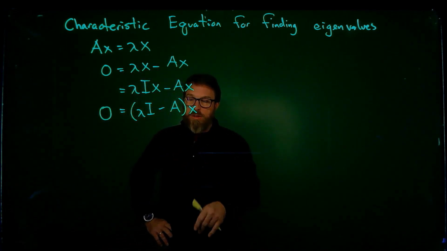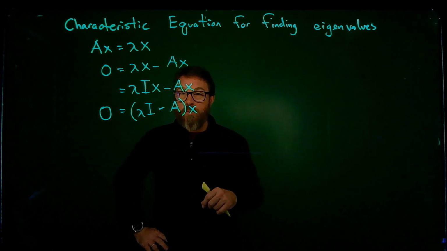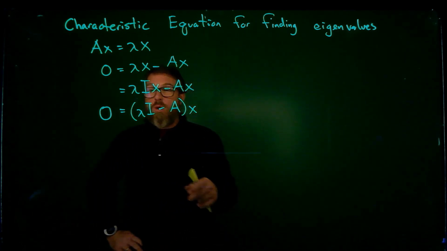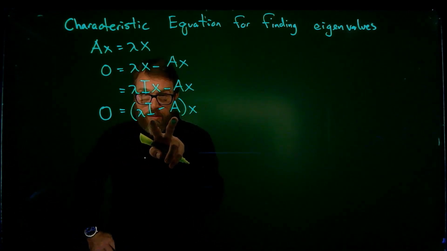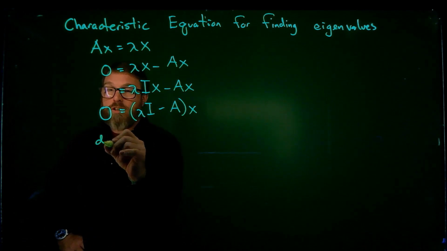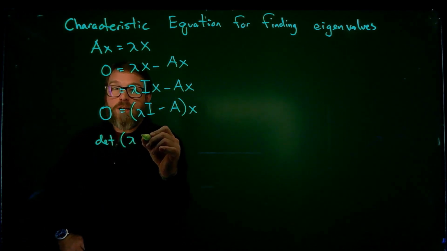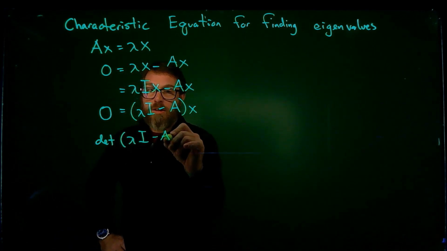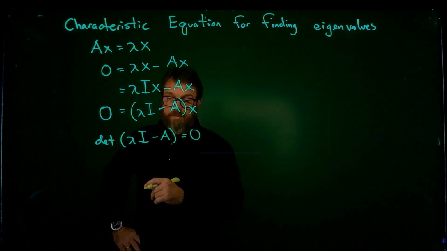Really what I'm trying to do is find solutions of this equation, but actually I'm trying to find the ones that will give us infinite solutions. That'll happen when the determinant of this thing is equal to 0. So really the characteristic equation is just given by the determinant of this coefficient matrix being equal to 0.